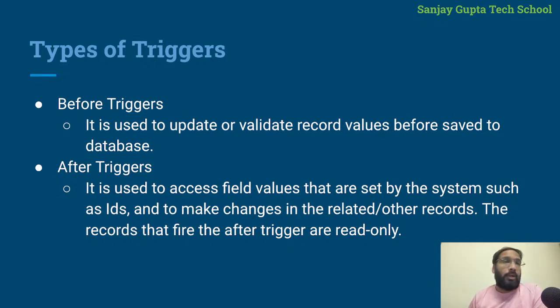Okay, and the records that fire the after trigger are read only. So in the after trigger, the record which initiated that trigger will be read only, so you won't be able to modify that record. If you want to make a modification, you have to apply a particular DML operation, right? So this is a brief difference, and I hope that right now, if you are a beginner and never wrote any trigger, it might be confusing. But when we implement some examples, it will be very clear for you when to write before triggers and when to write after triggers.